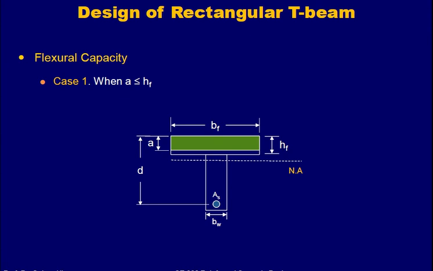Starting with case 1, when A is less than or equal to HF, as I gave you the example, HF is, let's suppose, 6 inches and your A after calculation is 5 inches. So this is a simple case. This is your A, this is your BF, this is your HF. Your neutral axis has been calculated. The depth of the beam is d, the width of the beam is BW, and the area of steel is AS. Okay, we are good with the terminologies.